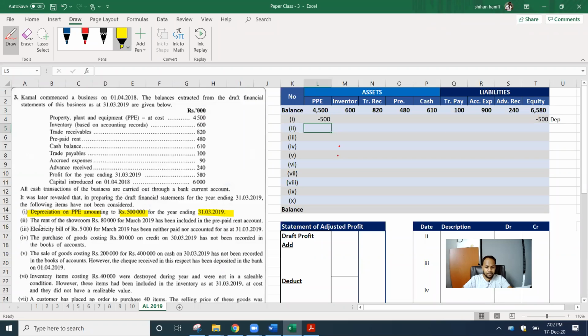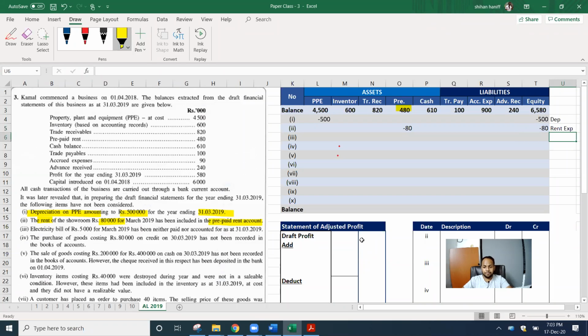And number 2, the rent of the showroom 80,000. The rent of the showroom is 80,000 for March. It has been included in the prepaid rent account. So the prepaid rent account, they have 480. Out of this 480, 80,000 belongs to the current financial year. So it has to be taken to the current year expense.